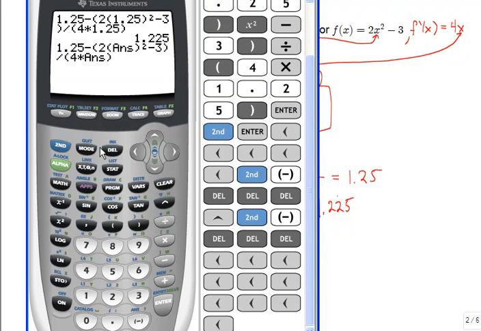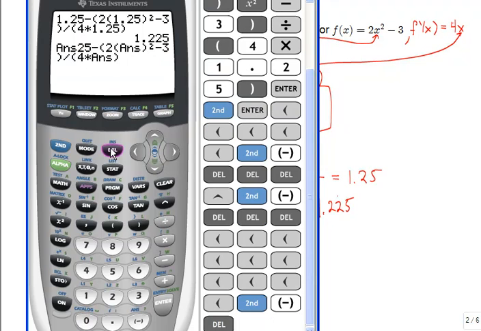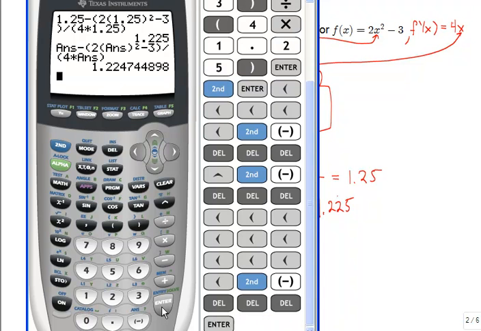And that ANS is the 1.225, the last answer that we just computed. So it should look just like what we had typed in before, but now I'm going to be referring to this number as my input. If we go ahead and hit enter, this is now our last answer, our next guess, 1.2247.